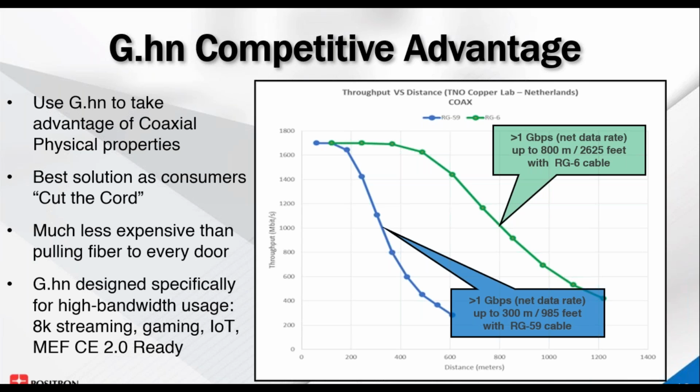Sorry to interrupt. A question just came in for a quick clarification since we're on the topic now. Is that 2,600 feet over RG6 or RG59? The green line is 2,600 feet on RG6. On RG59, we can push a gigabit at a distance of about 300 meters, which is just shy of 1,000 feet. Excellent, thank you. And in both cases, we can use the same DOCSIS splitters.